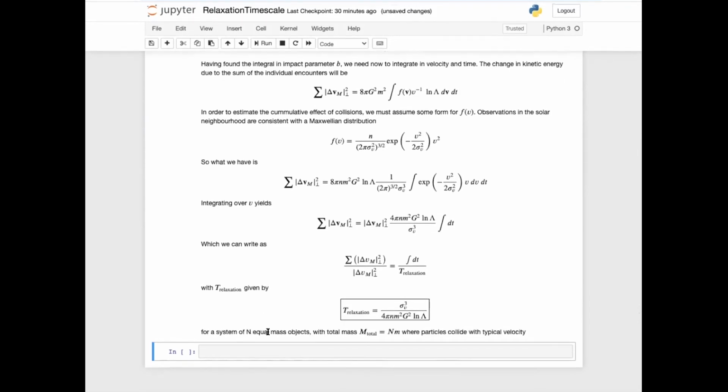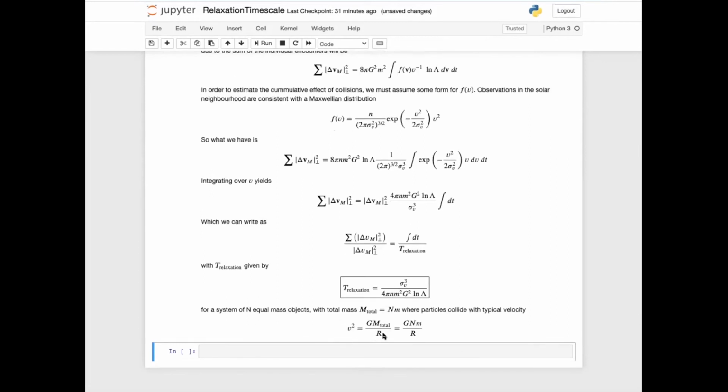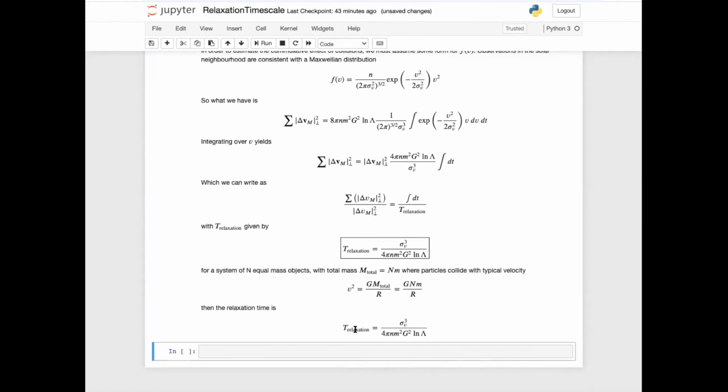Now, for a system of N equal mass particles, with total mass m total equal to N times m, and where the particles collide with the typical velocity given by v squared equal to G m total over r, then the relaxation time would be, if we substitute the velocity dispersion by the typical velocity of the system, and we substitute the number density, little n here, by the total number over the volume. So big V is volume and little v is the velocity.